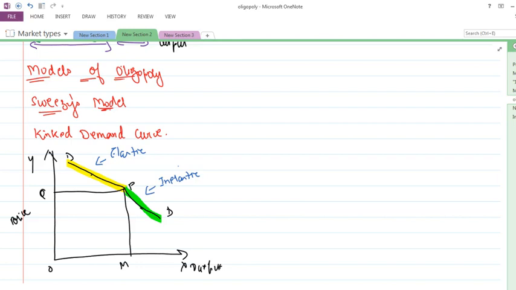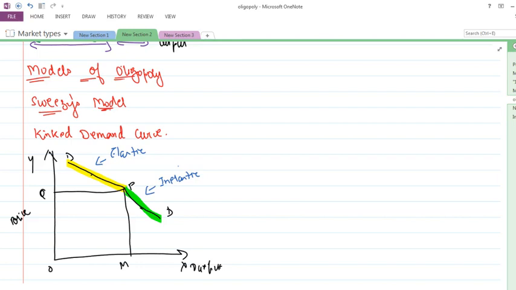If the oligopolist raises his price above the prevailing price, then his sales would be reduced. As a result, the customers will go to his competitors. So an increase in price will lead to a large reduction in sales. Since the oligopolist is going to gain neither by reducing the price nor by increasing the price, he will try to keep his price at a constant level and will never try to increase or decrease it.